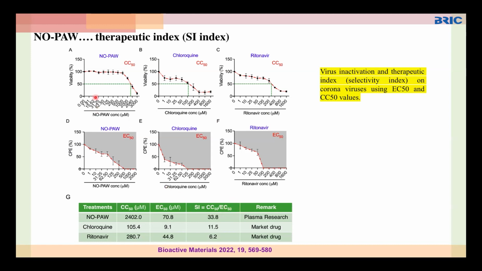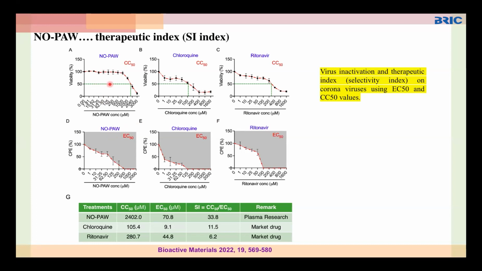So we calculated the CC50 of our NO water and nitric oxide plasma activated water, and we compared this effect with two market available drugs, chloroquine, hydroxychloroquine, and ritonavir. The first is a well-known drug during the pandemic. Ritonavir is also a well-known AIDS drug, but it is also used to treat coronaviruses. So these are all repurposed drugs.